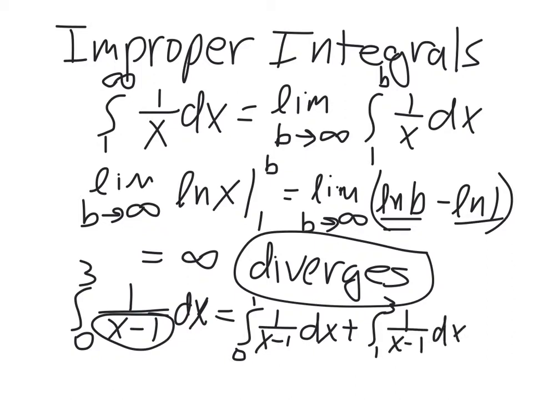and then turn it into a limit, this time not b approaching infinity, but for this one we could say b approaching 1 from the left. A lot of times it doesn't matter whether it's from the left or right, but we need to keep that in mind. I'm running out of room here, but b approaching 1 from the left, and then integrate from 0 to b.